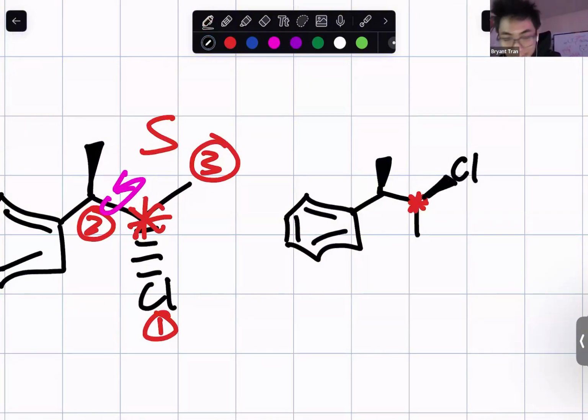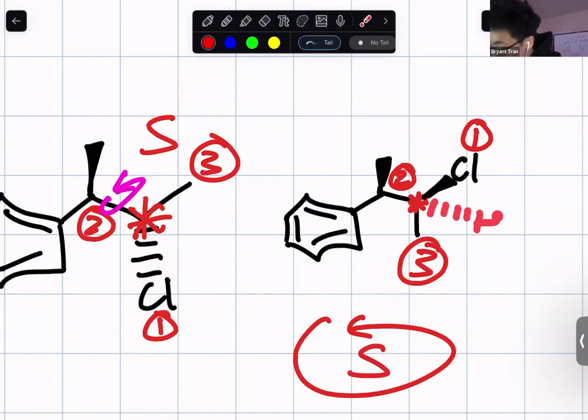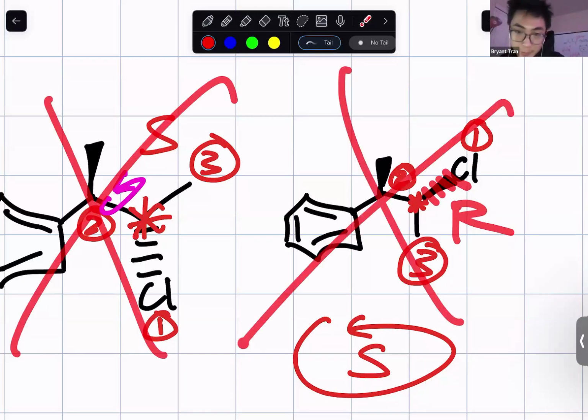And to make it S, this would have to invert to a wedge, because this is going to be 1, 2, 3, going this way is counterclockwise, so that is S, and it stays S because the lowest priority group hydrogen is already on the backside, so it will stay as S. Right. I could not leave that as a dash chlorine, because if I did that, then the chiral structure here would be R, and then they will not be identical molecules anymore. Right.